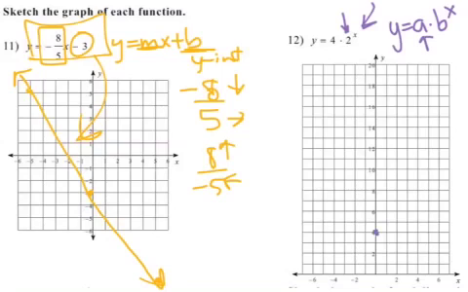And then the way we think about it is, every time we go to the right one, we're going to double. So what's 4 times 2? It's 8. So as we go to the right, we're going to double 8 up to 16. As we go to the right, we double that, clear up to 32.